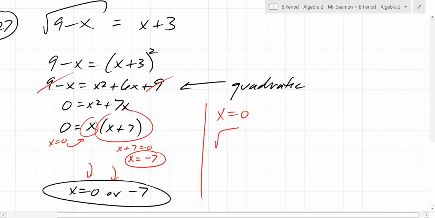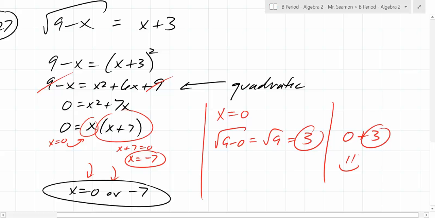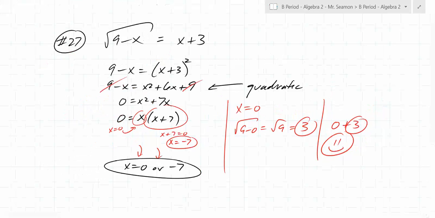X equals 0. The square root of 9 minus 0 is the square root of 9, which is 3. And what's it going to be on the right side? 0 plus 3. So does 3 equal 3? Yes, it does. What about this negative 7 thing?